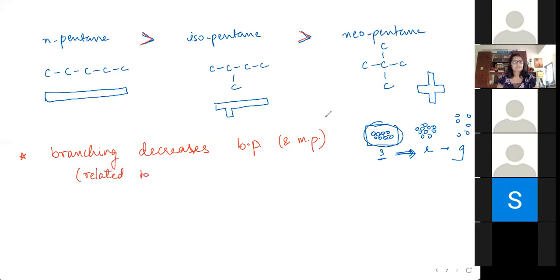We'll be getting into more of this when we actually talk about the change in the states of matter. So in the chapter States of Matter, we'll go deeper into this.